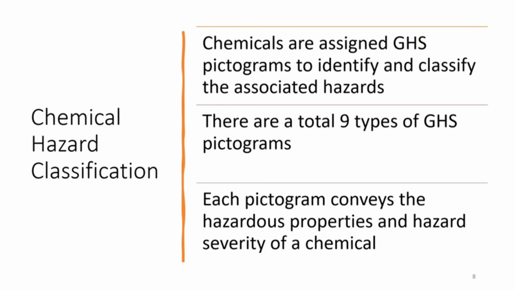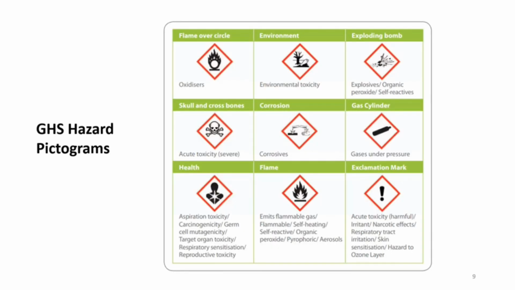To assist with the chemical hazard classification, chemicals are assigned GHS pictograms. There are a total of 9 types of GHS pictograms. Each hazardous chemical can be assigned more than one type of pictogram. This slide shows the 9 pictograms. We start from the top left-hand corner.